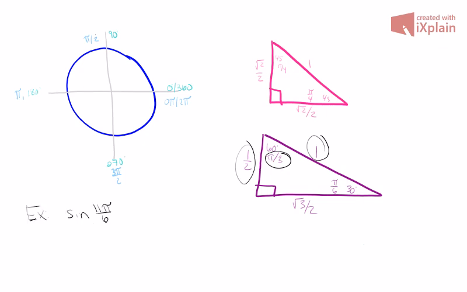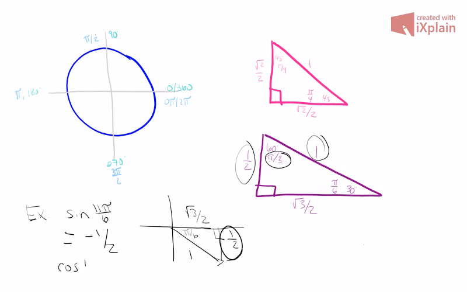Let's try sine of 11 pi over 6. So I know that is right here. So my reference angle is pi over 6. So I know that I've got 1/2 here, and I've got 1 here, and I've got root 3 over 2 here. So sine is my y value, which in quadrant 4 is negative, so this equals negative 1/2. And my cosine, if I'd asked you for the cosine, my x value is positive here, so that's just going to be root 3 over 2.